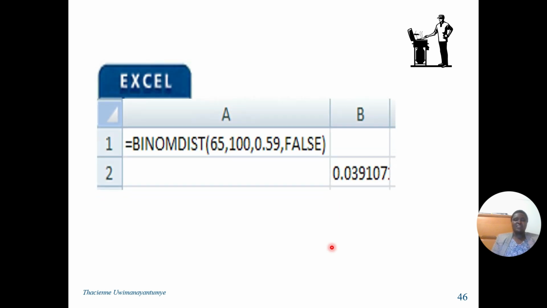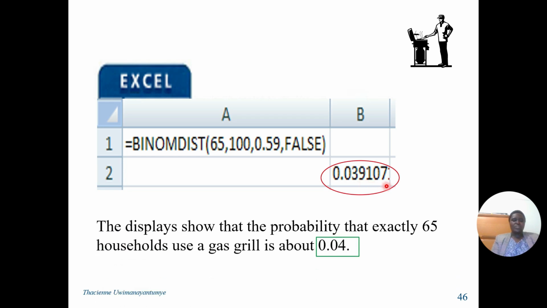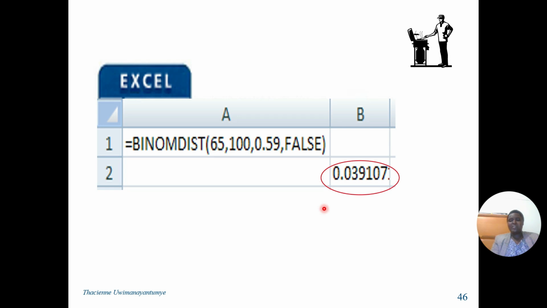And another bonus, the last bonus, is using Excel. In Excel, this is a function, that's why you have equal, then the binom distribution. Then you enter your parameters, 65, this is K or X, then N, and the probability. Then false, of course, because we need exactly X equal to 65. So we get the same value, 0.039107.